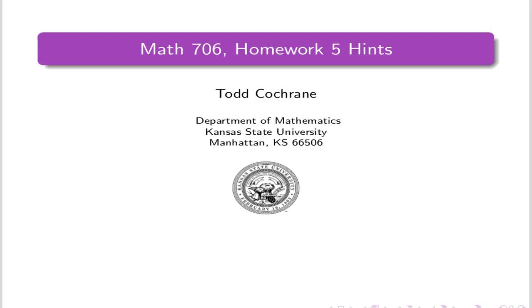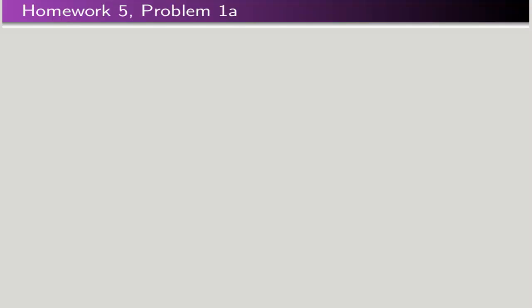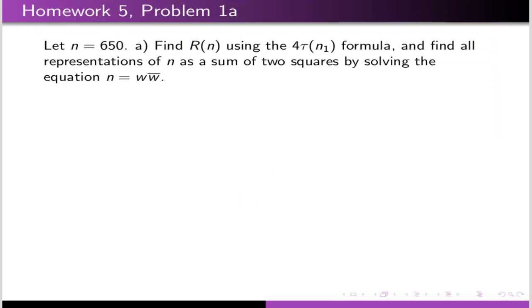All right, let's take a look at homework 5. So in the first problem, I want to represent 650 as a sum of two squares. So capital R of n is the total number of ways of doing this, and we prove the formula 4 times tau of n1, where n1 is the product of the good primes, the primes that are congruent to 1 mod 4.